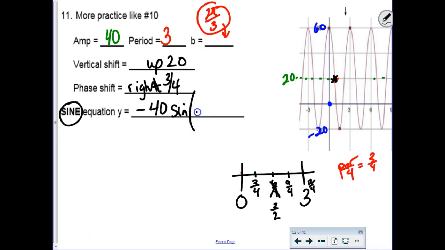Where are we at here? B value, 2 pi over 3. Phase shift of right 3/4. I'll use x this time. I'm feeling less fancy. X minus 3/4. Close the sine function, and then an up 20 shift.